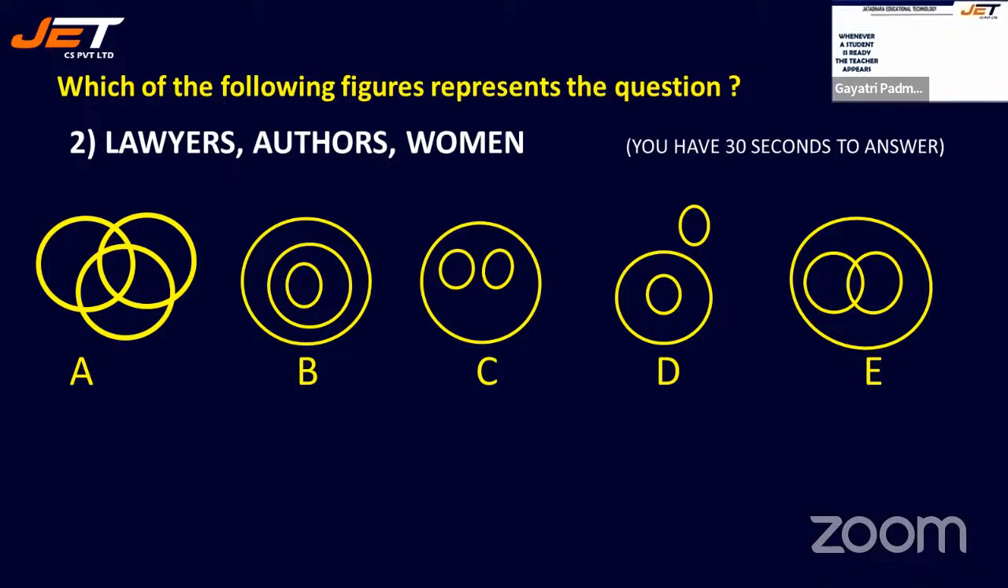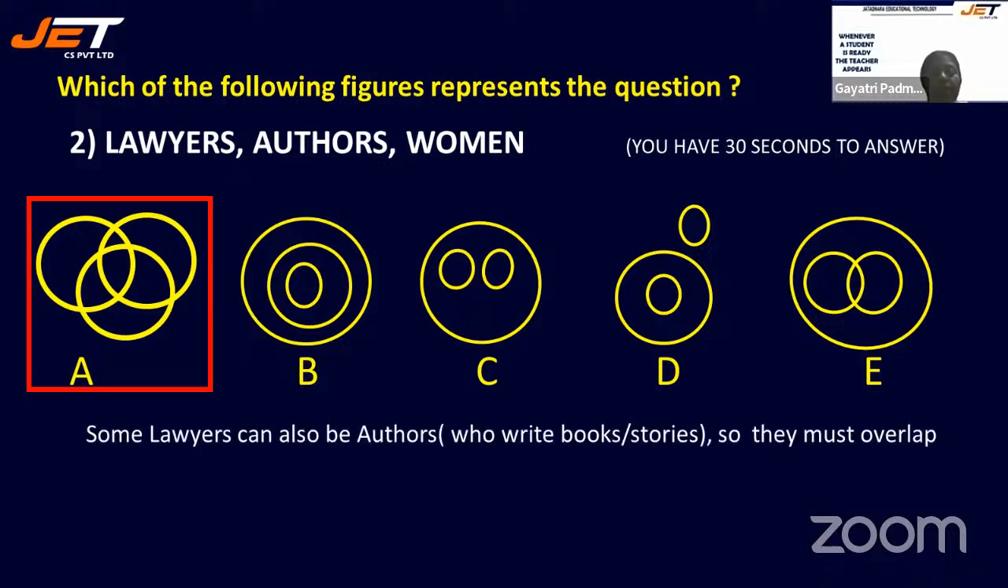So, not more than 30 seconds can be taken because this is quite simple. I can give you one example. The authors can be women, lawyers can be women. So among women, there can be lawyers and there can be authors, right? Fine. So with this understanding, let's move on.